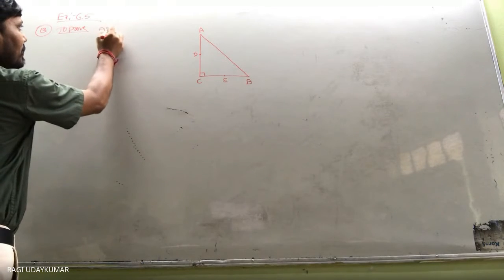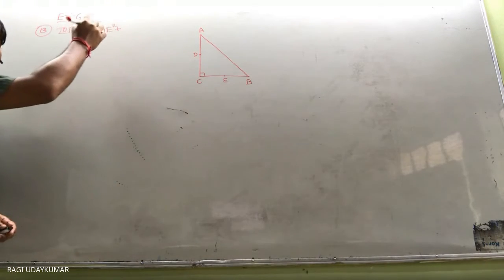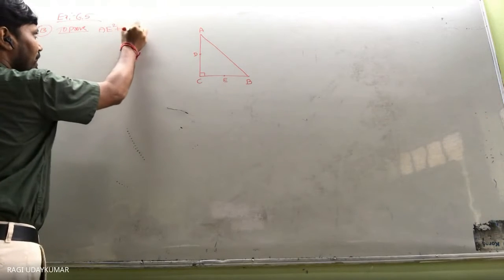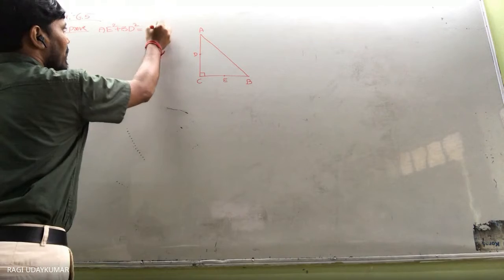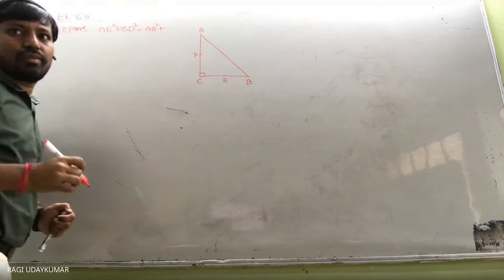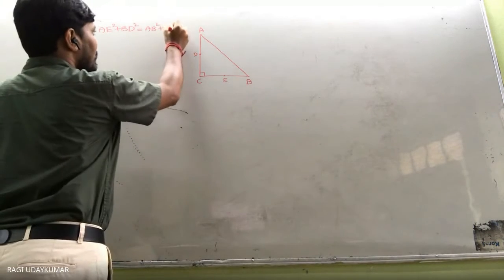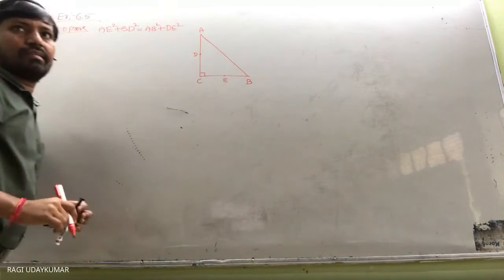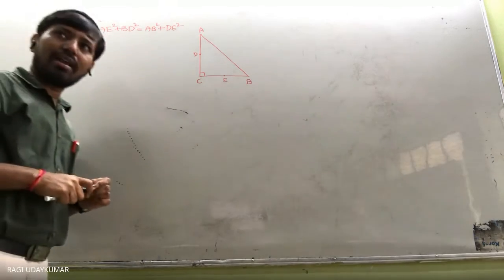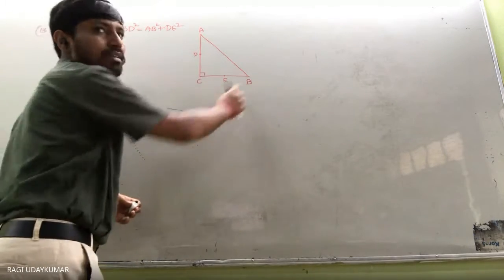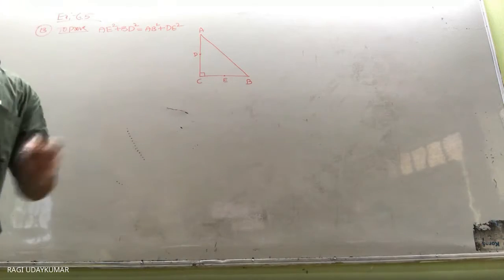AE square plus BD square is equal to AB square plus DE square. This is the thing. It's not more difficult for you. Whenever this is given to you, ABC is a right angle triangle, right angle at C, and D and E are the points on CA and CB.